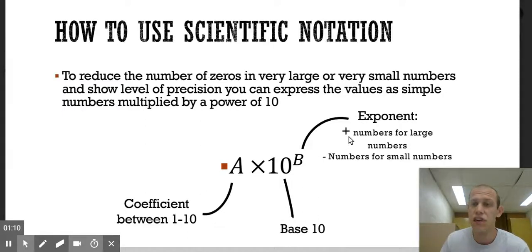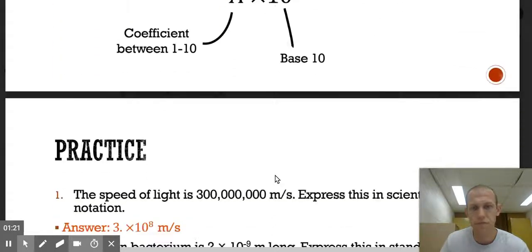So positive exponents are for large numbers. Negative exponents are for small numbers. And 10 is always the base.